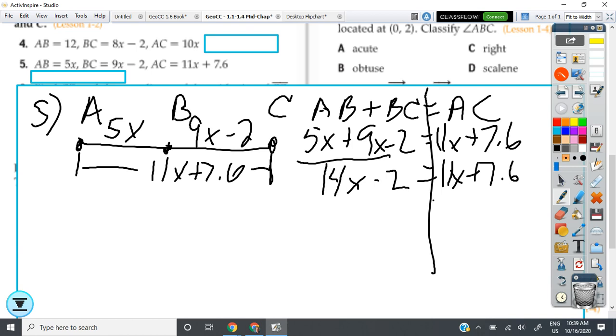The book's going to stop putting this. If you need to keep putting it, keep putting it. If you want me to keep putting it, let me know. If not, I'm going to stop putting it too. I'm going to assume we know we minus 11x from both sides. That's how we get 3x minus 2 here. That canceled out, so it left me 7.6. We add the 2. Again, I'm not writing out that step. Divide by 3.